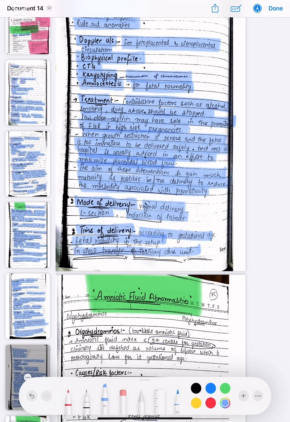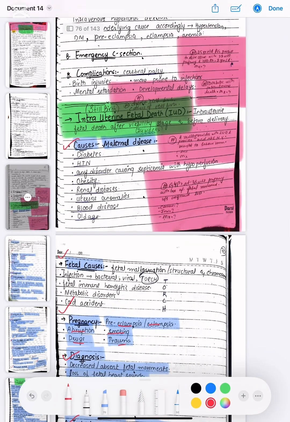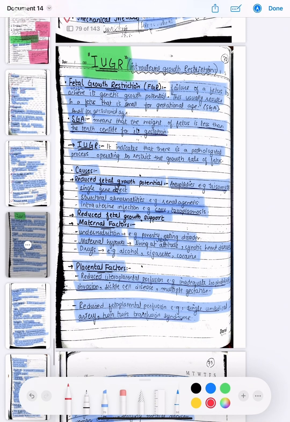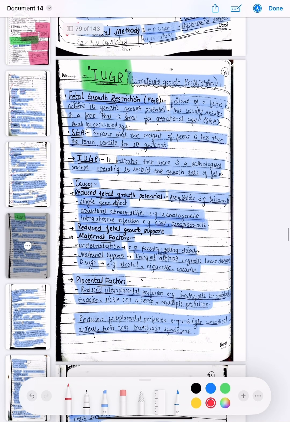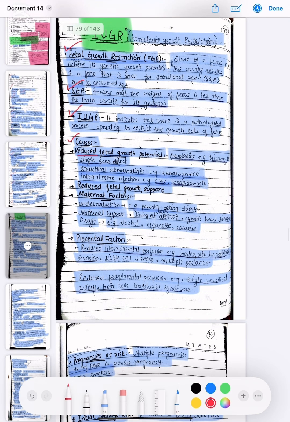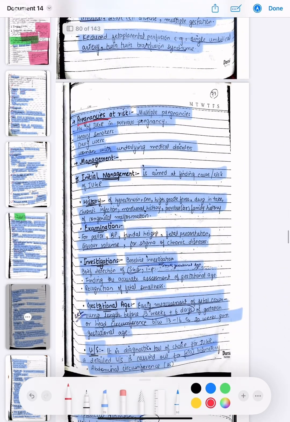So we have discussed the topic of intrauterine growth restriction. We have revised intrauterine death already. So what is fetal growth restriction, what is small for gestational age, what is intrauterine growth restriction, and what are the causes. These are reduced fetal growth potential, reduced fetal growth support and maternal factors, and placental factors. Then what are the pregnancies that are at risk of intrauterine growth restriction, and how we will manage.